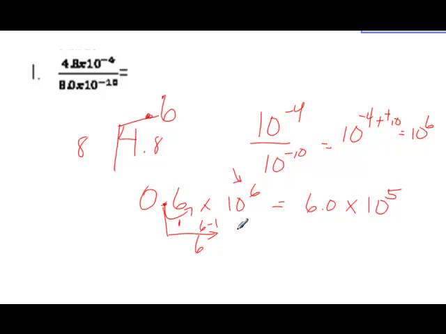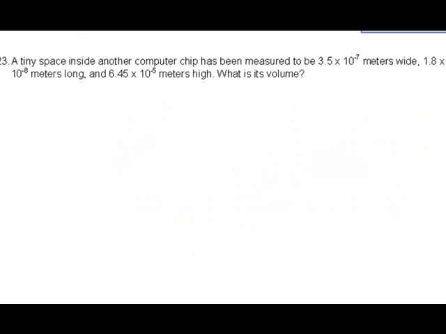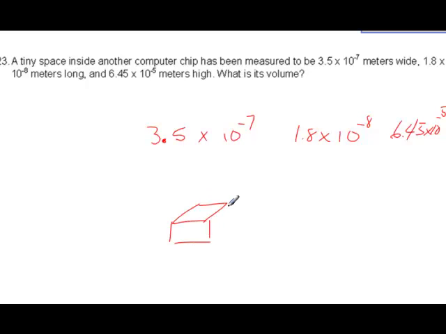I'm getting closer. A tiny space inside a computer chip has been measured to be 3.5 times 10 to the negative 7 meters wide. So that's pretty small, huh? How do I know it's pretty small? Because it's got this negative. So that's how wide it is. And it's 1.8 times 10 to the negative 8 meters long. And 6.45 times 10 to the negative 5 meters high. So here I have a little chip. They gave me the dimensions, didn't they? So this is very small.